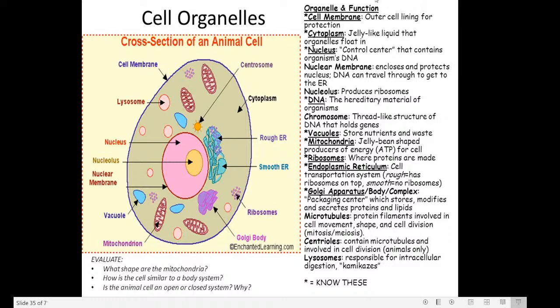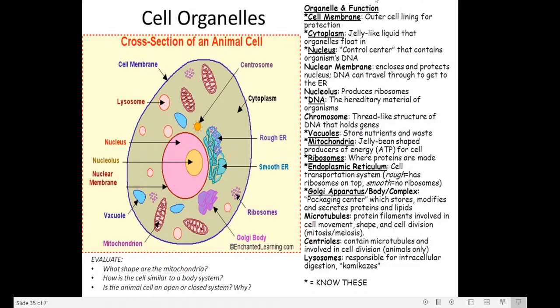Then vacuoles store nutrients and waste. Mitochondria are jelly bean shaped and produce energy. Mitochondria are the energy source of the cell and produce ATP energy. Then ribosome is where proteins are made. Then endoplasmic reticulum is of two types, rough and smooth. The rough has ribosomes, the smooth doesn't have ribosomes.